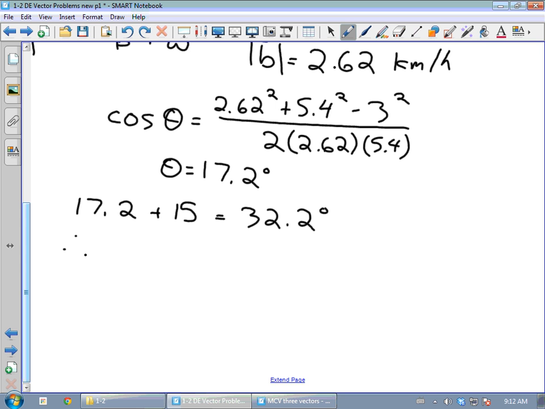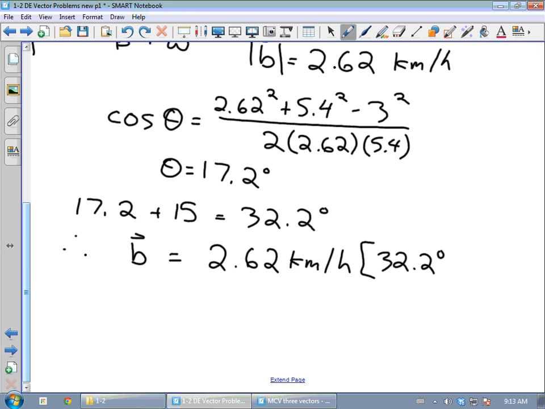And then we sum it all up, putting magnitude and direction together. We can just say something like the magnitude of vector B is equal to 2.62 kilometers per hour. And then our angle is going to be 32.2 degrees to the shore. So we've got magnitude, and then we've got direction.